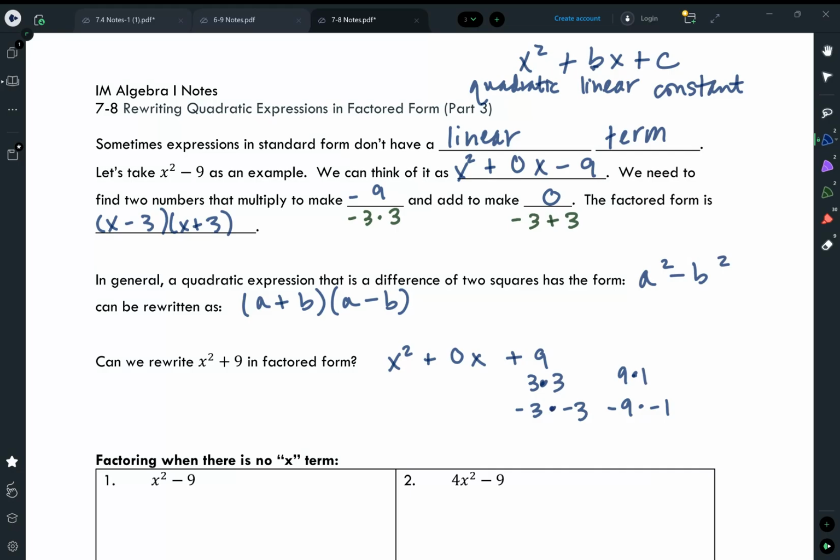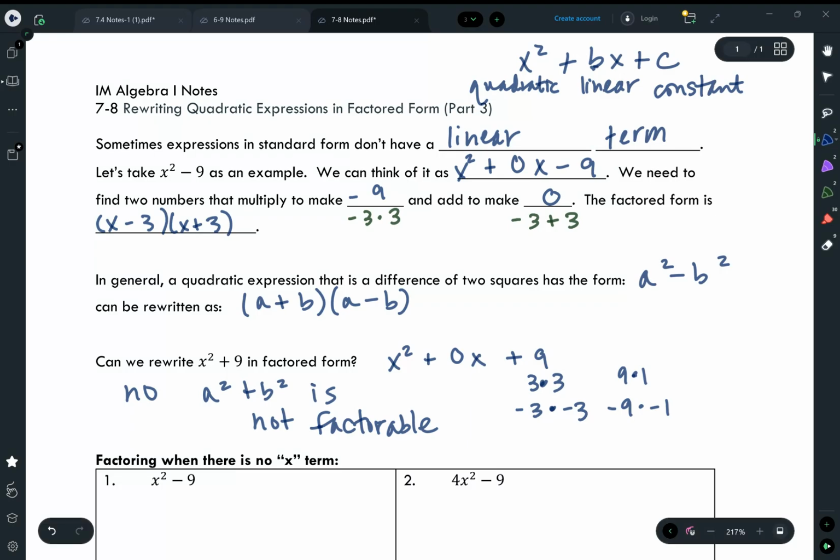3 plus 3 adds to make 6, negative 3 and negative 3 adds to make negative 6, 9 and 1 would add to make 10, negative 9 and negative 1 would add to make negative 10. None of them makes a 0. So no, we cannot rewrite that. If I have a squared plus b squared, it is not factorable. I've got to have that minus sign.